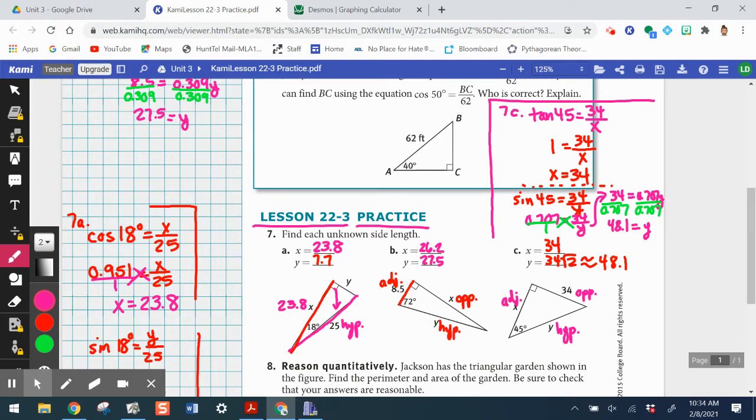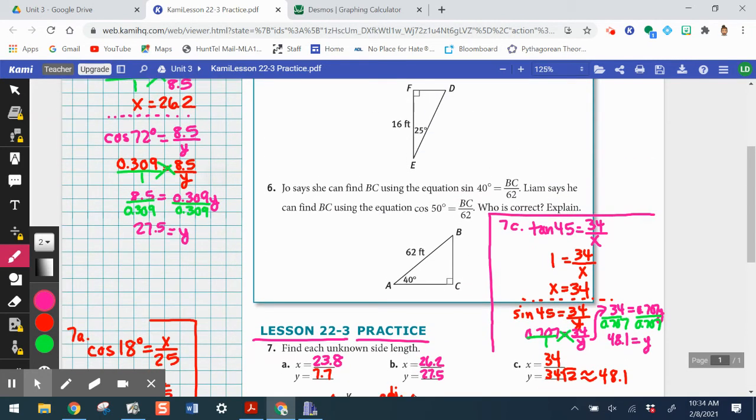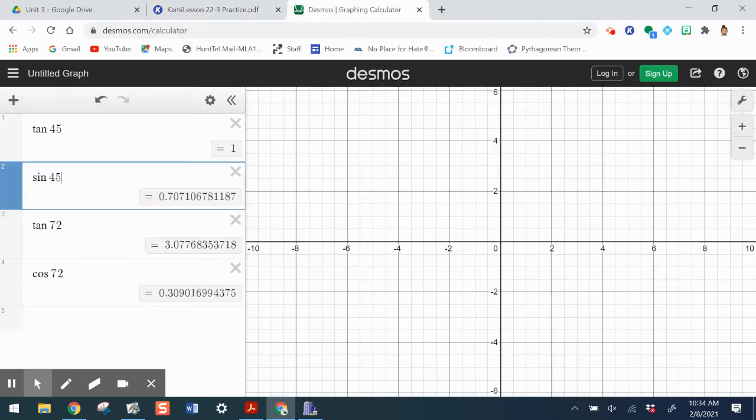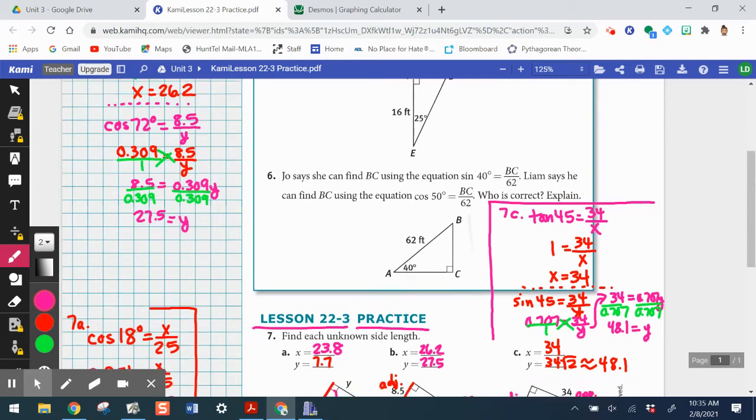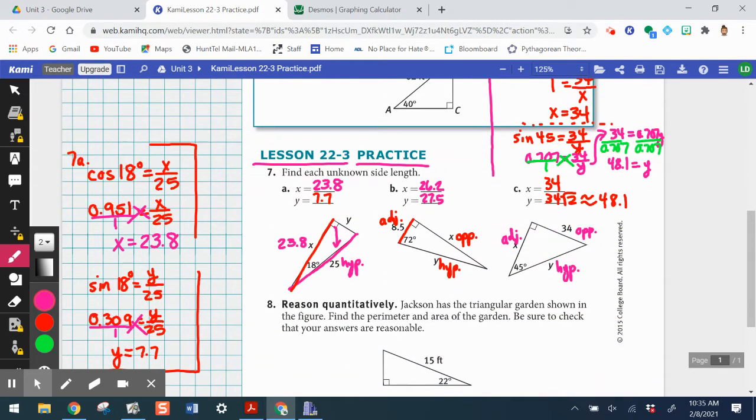So I decided to use the cosine of 72 because the cosine function compares the adjacent side to the hypotenuse. And that work is done here. I found the approximate value of cosine of 72, and it was 0.309. So I replaced cosine of 72 with 0.309, cross multiplied, and had to divide even here, and found that y equals 27.5. Now, item C, something really caught me off guard.